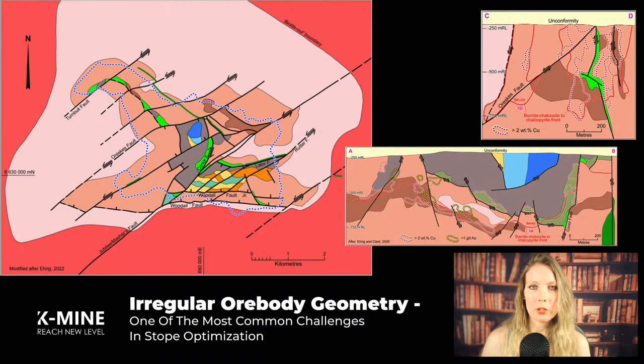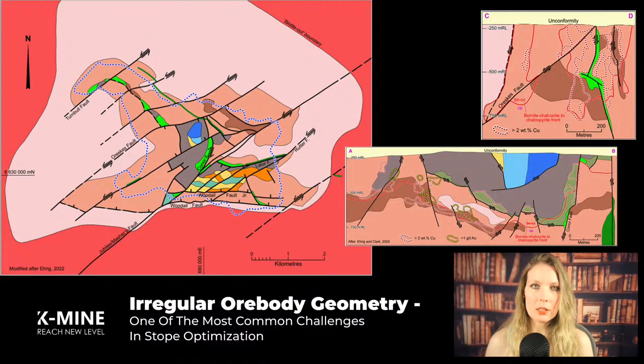Irregular ore body geometry is one of the most common challenges in stope optimization. It means dealing with deposits that do not conform to regular shapes, and many underground ore bodies have intricate structures influenced by folding, faulting, and intrusive formations, making it difficult to define optimal stope boundaries. Traditional manual design approaches struggle with such conditions, often leading to suboptimal recovery or excessive dilution.